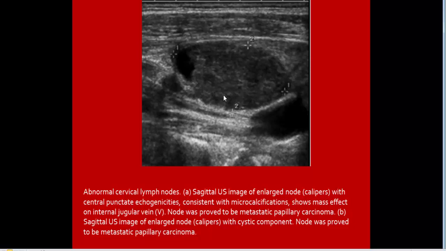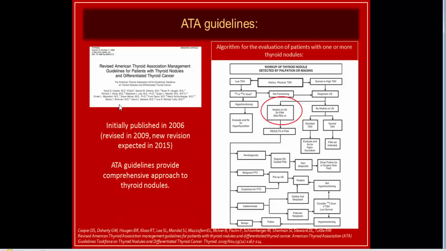Abnormal cervical lymph node, as we see a large node with central punctate echogenicity consistent with microcalcification, showing mass effect on the internal jugular vein, proven metastatic papillary carcinoma. Sagittal ultrasound of a large node with cystic component. This is metastatic papillary carcinoma.